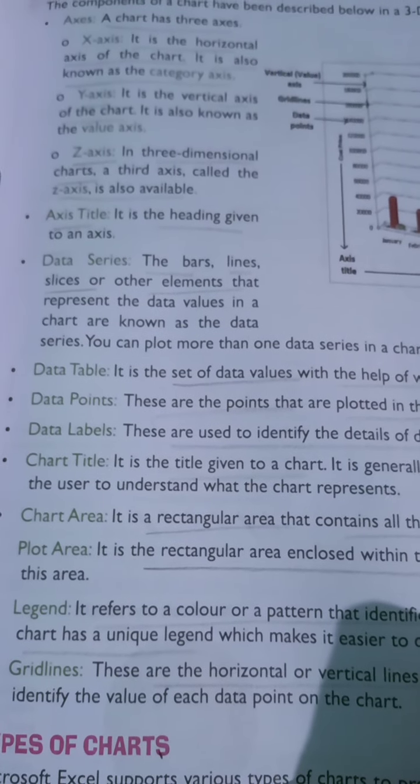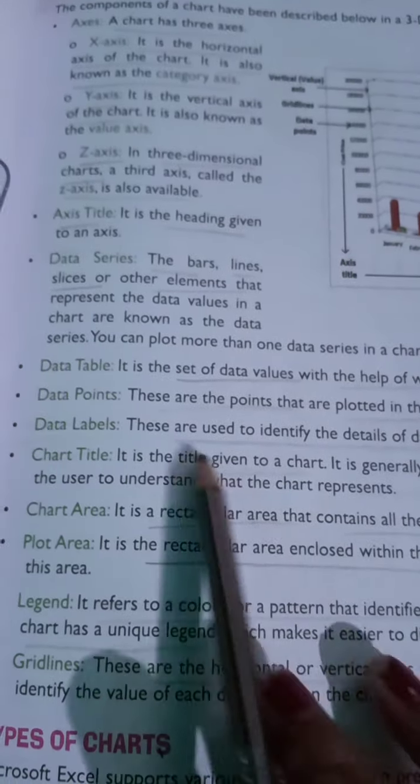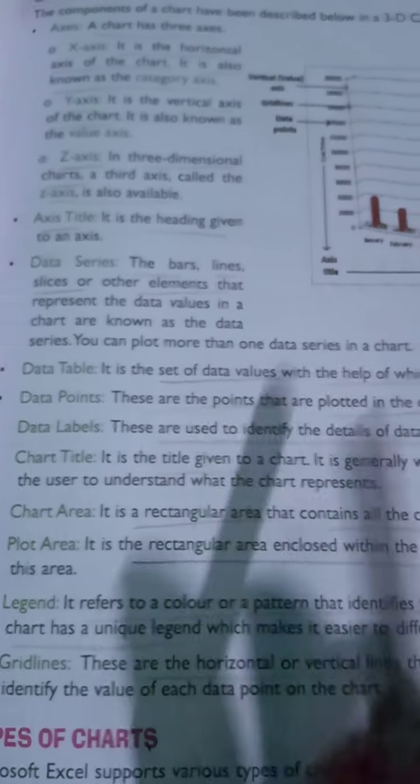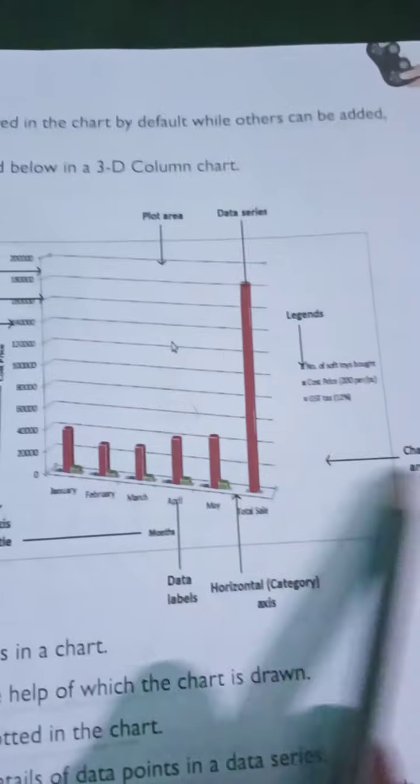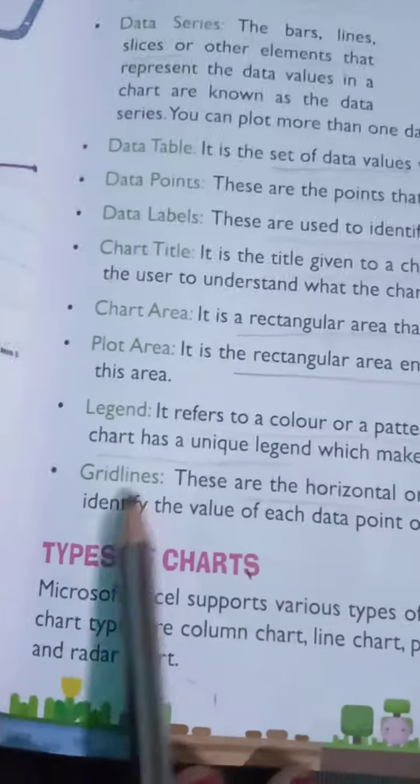Then we have the chart title, whatever title we give to the chart. And the chart area, this area in the chart is called the chart area. Then the plot area. Plot area is the space where we draw the chart. And then legends, which I told you earlier. And then grid lines, these lines are called grid lines.